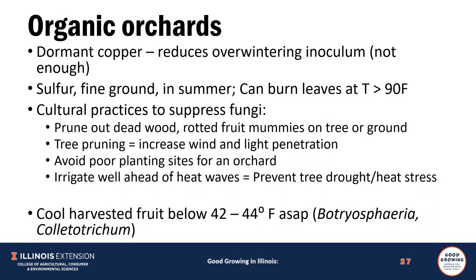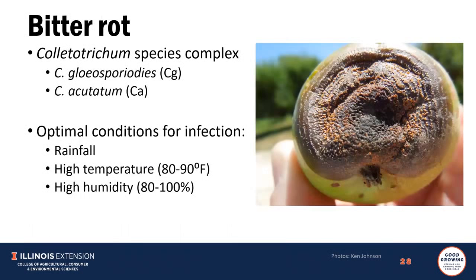And for these summer rots, putting the fruit below a certain temperature threshold is going to slow down the rot. Here we have bitter rot, and it's another rot. It usually appears in July and August, varying on the weather conditions, but it is a fungus that can infect directly through the skin of the fruit. And so high temperatures and high humidity are going to benefit the growth of this particular rot.